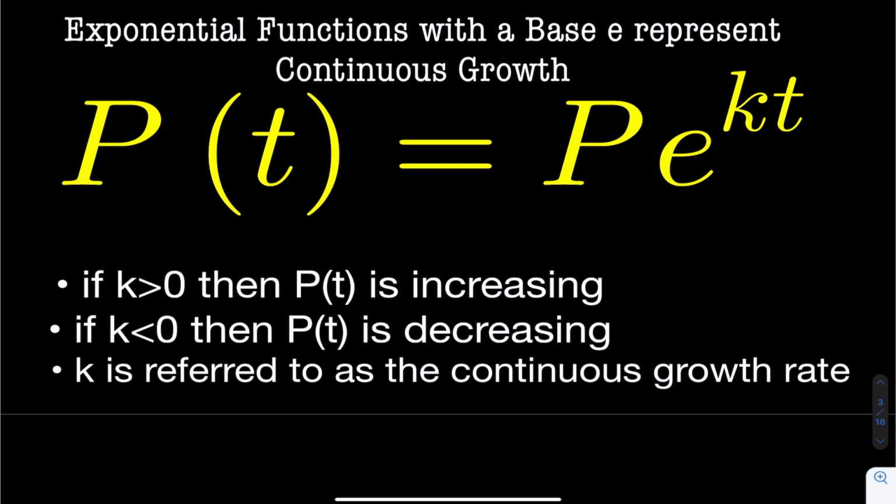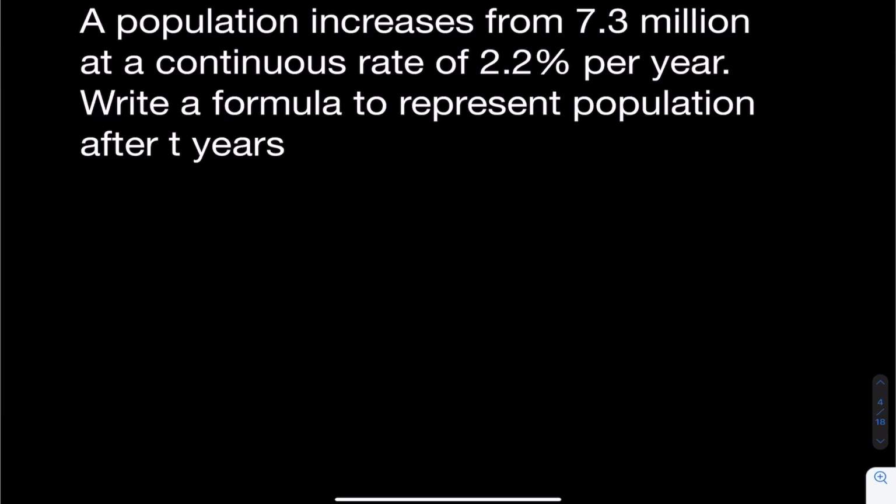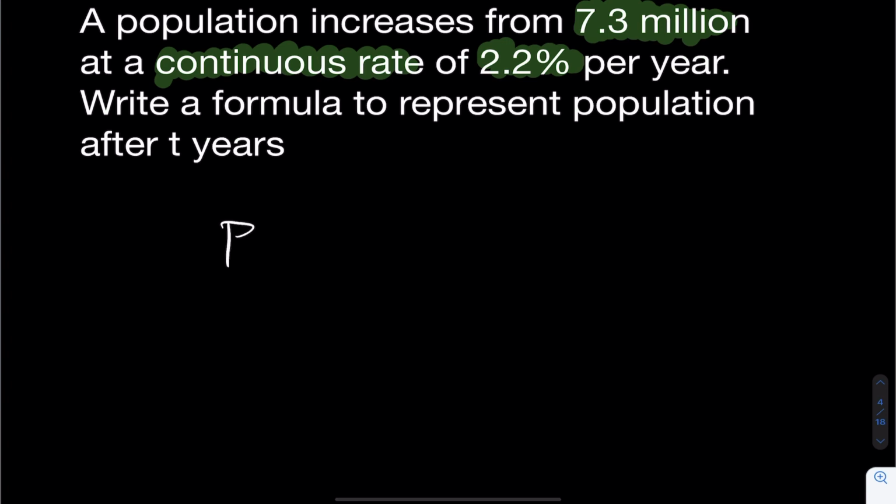Let's take a look at some application questions dealing with this growth model. All right, so in our first example here, we have a population increases from 7.3 million, and they say in the question it has a continuous rate of growth. So as soon as you see that word continuous rate of growth, we know it's referencing my continuous model we've just derived. That's happening at 2.2% per year, and they want you to write a formula to represent the population after t years. Well, our formula here would be the population at time t is going to equal p naught e to the kt.